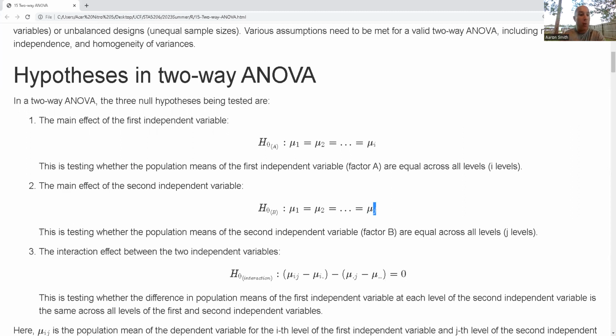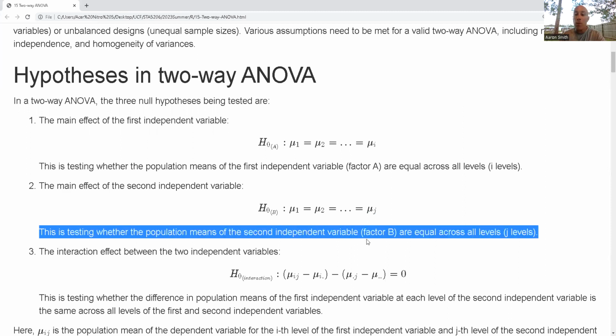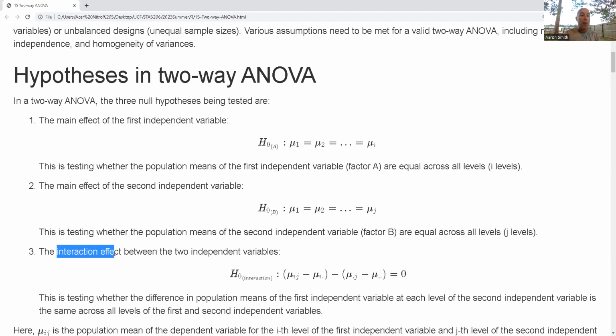This is testing whether the population means of the second independent variable, factor B, are equal across all levels. And there's going to be J levels here. Now, that third hypothesis is checking to see, do we have an interaction effect between the two independent variables? And so here, the math gets a little bit more interesting, a little bit spicier.